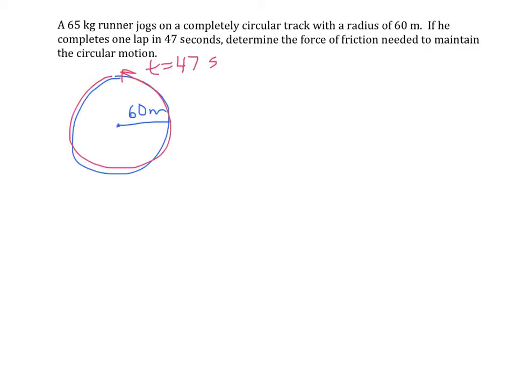So remember, if someone's going in a circle, their centripetal force is towards the center of the circle. So friction is actually pushing them towards the center of the circle. And we want to find out this force of friction, what it is. So since we're assuming it's the only force pushing them towards the center of the circle, we know that the force of friction is equal to the centripetal force.